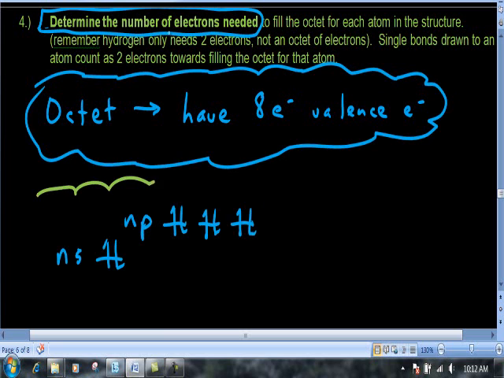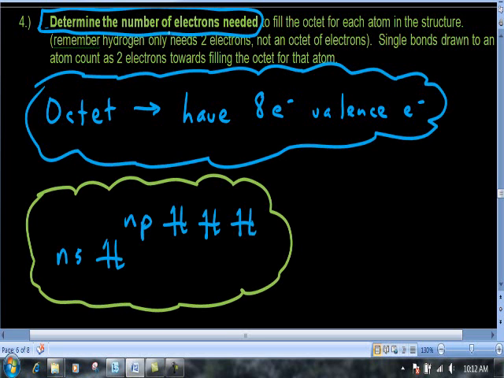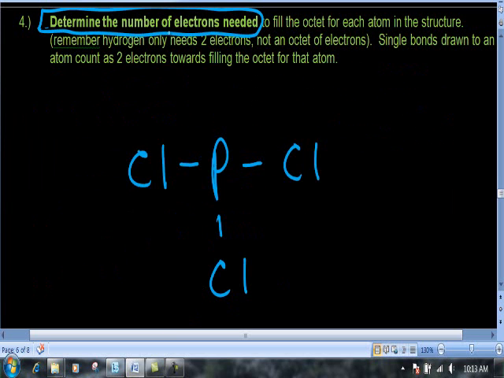An octet is a desirable electron arrangement because it mirrors the arrangement of electrons that we see in a very stable arrangement when an entire outer, or highest n level's, electrons are filled, as we see in a noble gas electron configuration. So each atom in our structure desires to have 8 electrons, or an octet of electrons, around that atom.